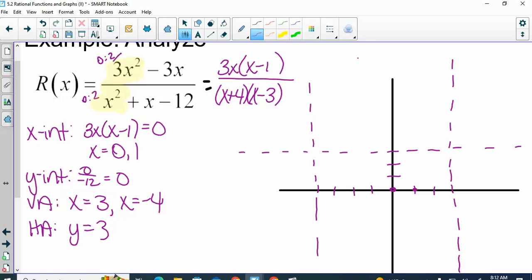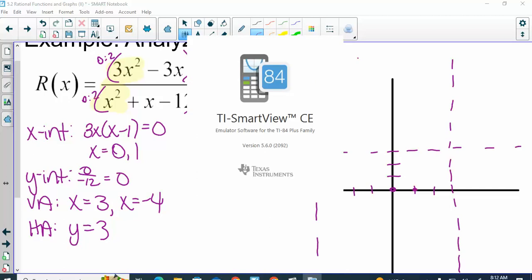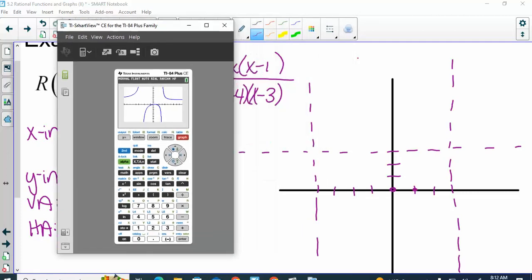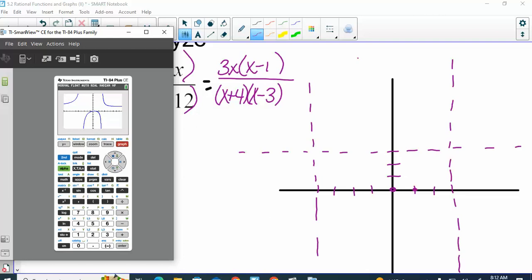When you graph, you need to include parentheses around both the top and the bottom. Graph the factored form of it? Yes, but make sure you put an extra set of parentheses around the top. Alright, so you should get a graph that looks like this.